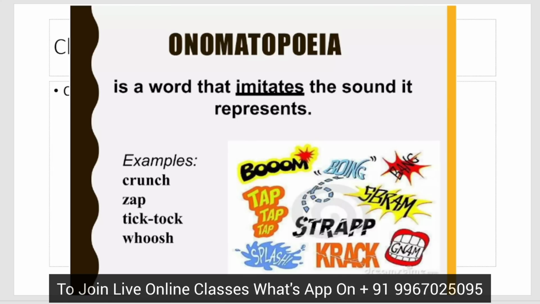Onomatopoeia is the word that imitates the sound it represents. For example, crunch, zapped, tick tock, whoosh. So any sound that is presented in the sentence is onomatopoeia. Basically, whenever you find any sound in the sentence, that is onomatopoeia. Okay.